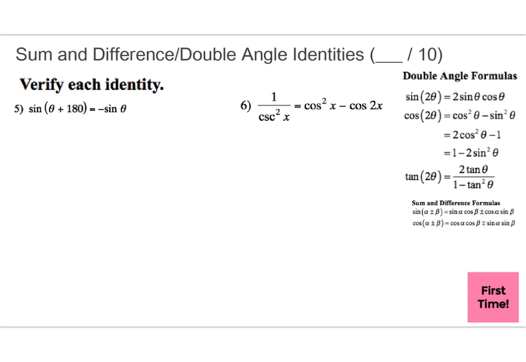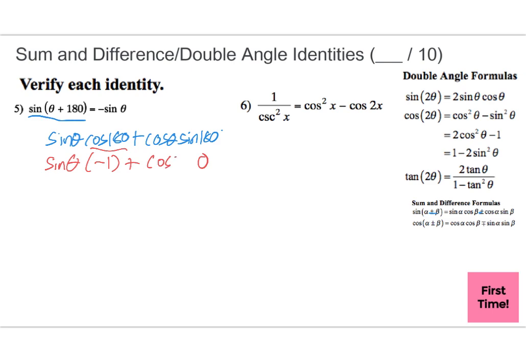Alright, so next up we've got sum and difference angle identities. These are written on the side for you. For the first one, I've got sine of theta plus 180, so let's just use the positive side of this. That's going to be sine theta, cosine of 180 plus cosine theta, sine of 180. Grab your unit circle, take a look at what those values are. Cosine of 180 is going to be negative 1. We got sine of theta. Sine of 180 is going to be 0. We got cosine of theta. That cancels to 0. We're left with negative sine of theta.